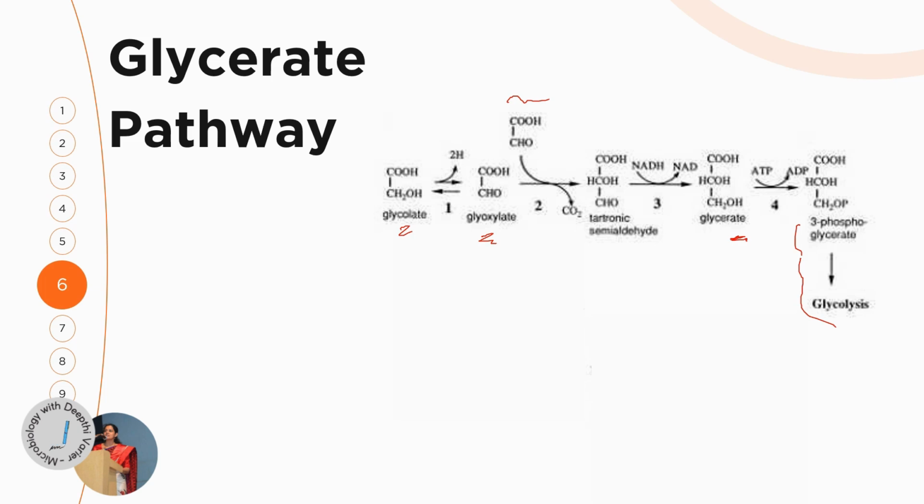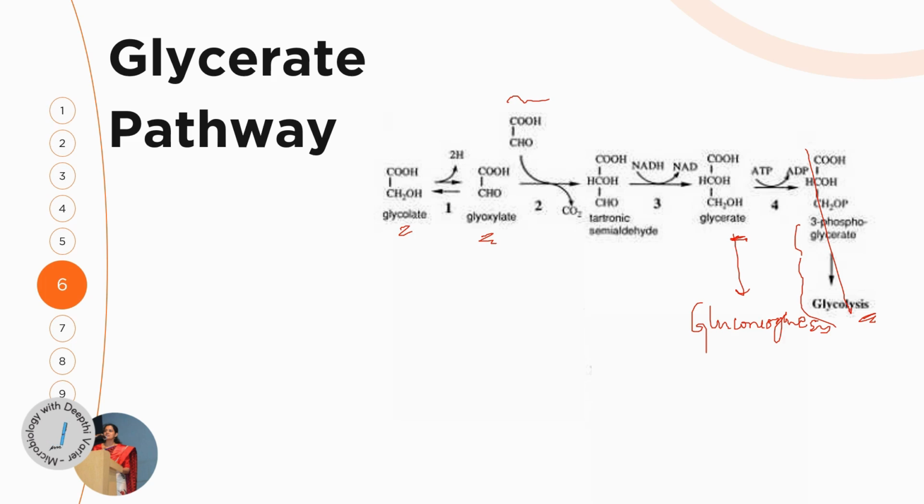So the glycerate pathway, if it is being used for glyoxylate metabolism and for production of carbohydrates, then from glycerate it undergoes gluconeogenesis, the production of glucose. The other way is where it can get into glycolysis, that is breakdown of glucose. I have shown you breakdown, but please remember that if we are talking about the glycerate pathway for production of carbohydrates, then instead of glycolysis, it gets into gluconeogenesis.